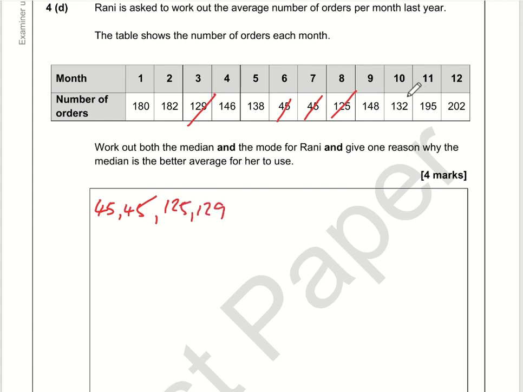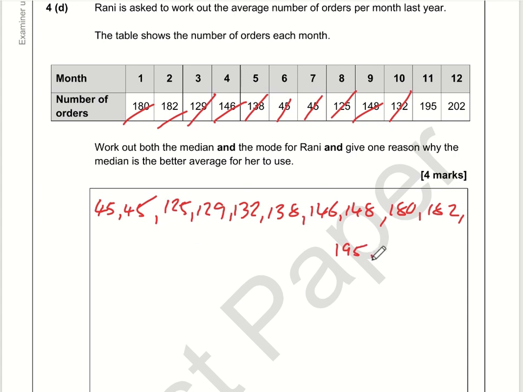Anything in the 130s, we've got a 132, 138. Anything in the 140s, we've got a 146, 148. Then it's 180, 182. And then it's a bit annoying, I like to keep them on one line, it makes the next job a bit easier. 195 and then 202. Have I got 12 values? 1, 2, 3, 4, 5, 6, 7, 8, 9, 10, 11, 12.